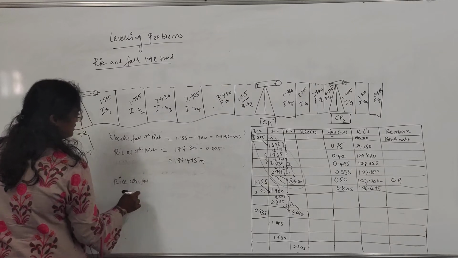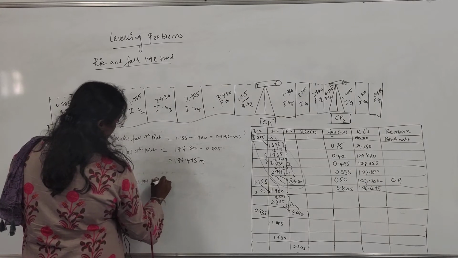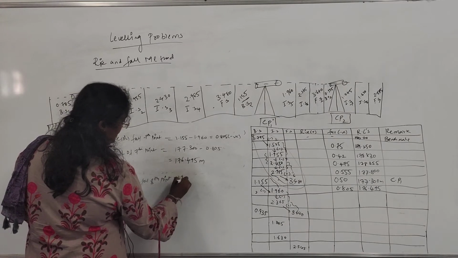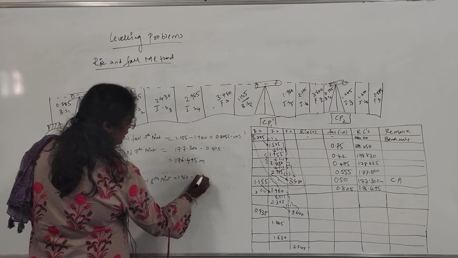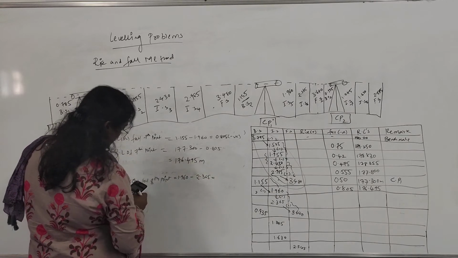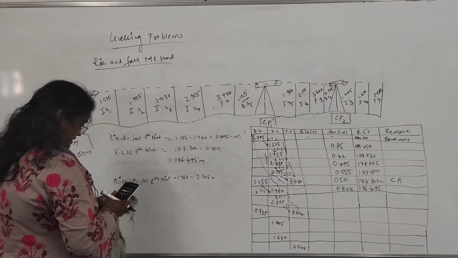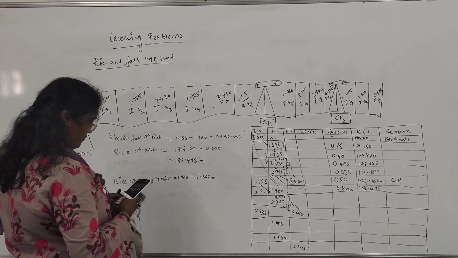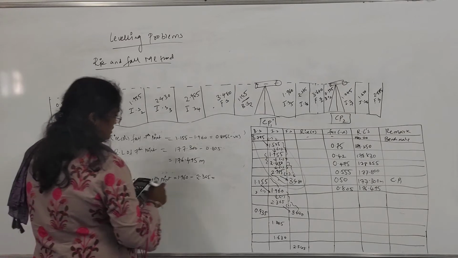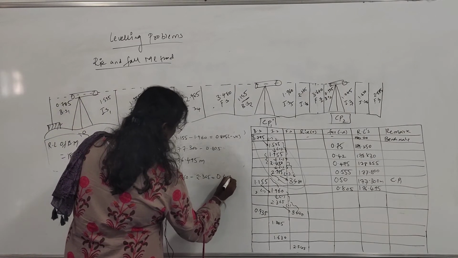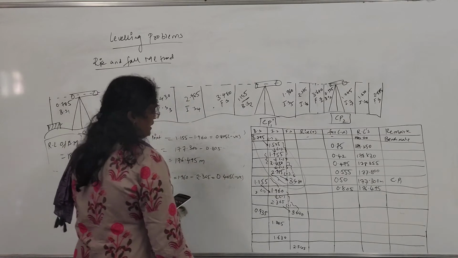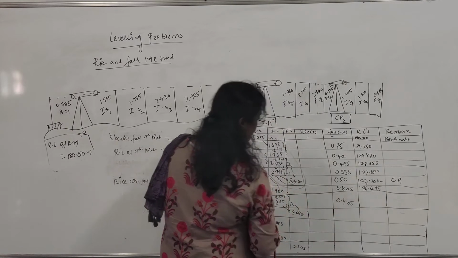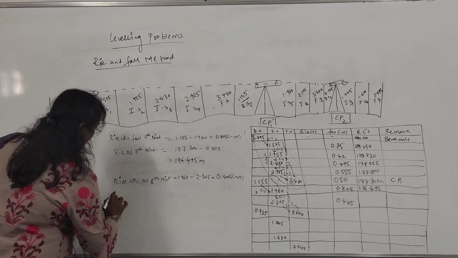Next, RL of rise or fall of the 8th point. What will be the 8th point here? 1.960 minus 2.365 will give you how much? 0.405. That is again negative. Place the value here, 0.405. Right?